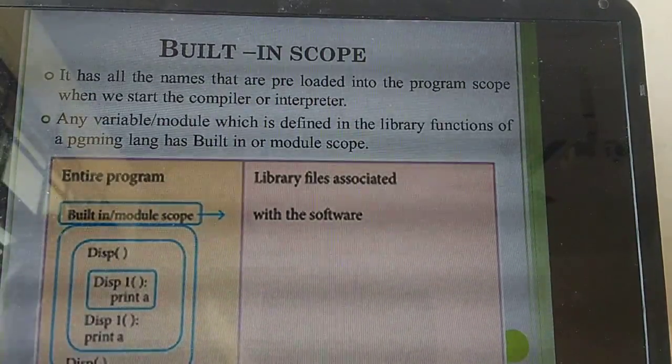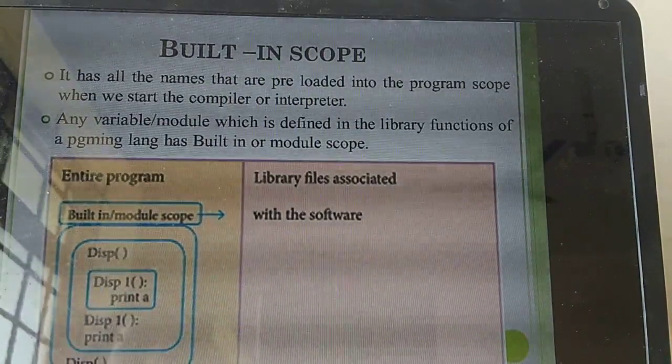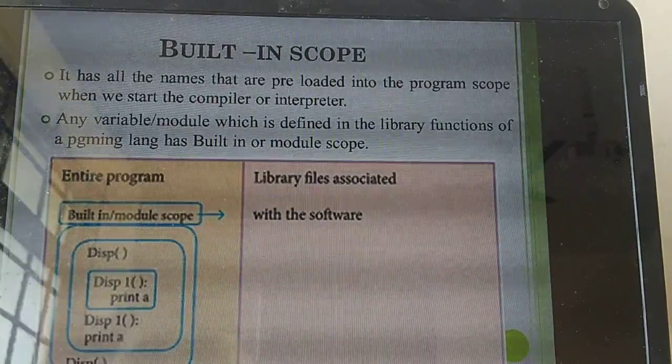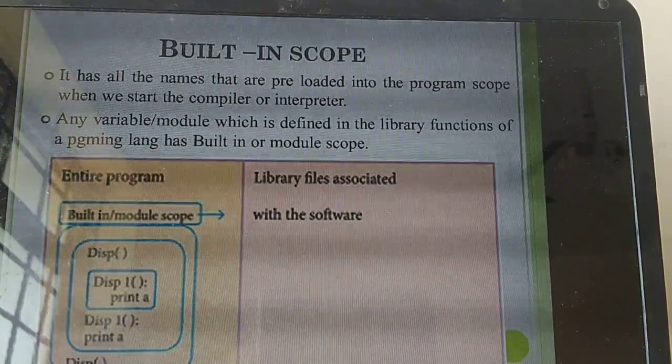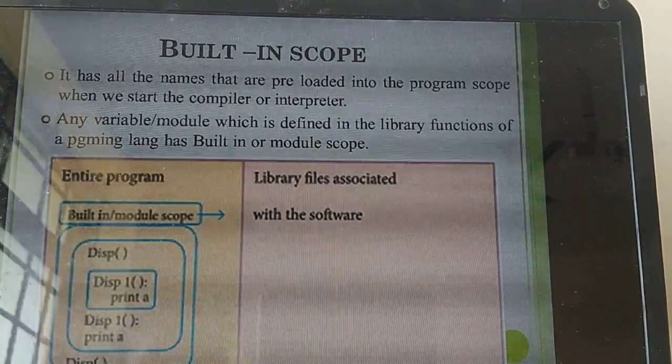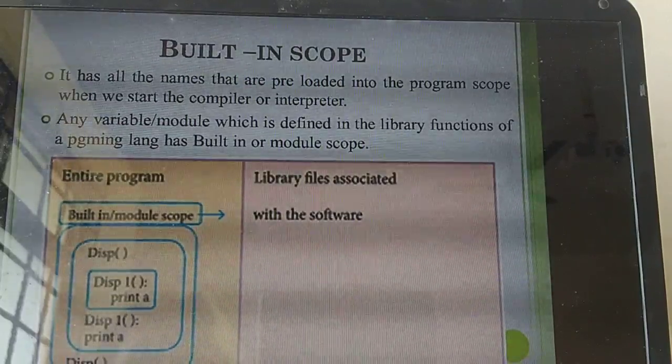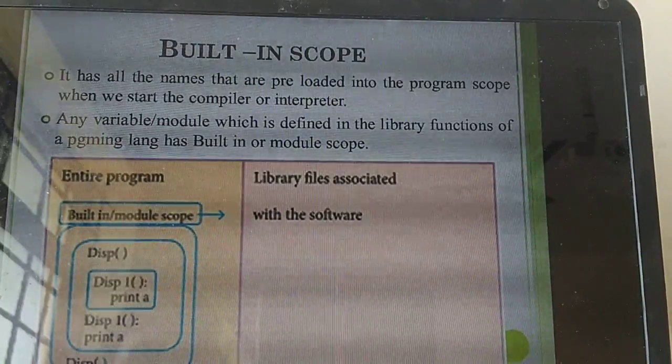Already I said built-in scope means the things already preloaded in the program. Okay. What do you mean by built-in scope? So if you are installing the software, all the things are already preloaded in the compiler or interpreter.